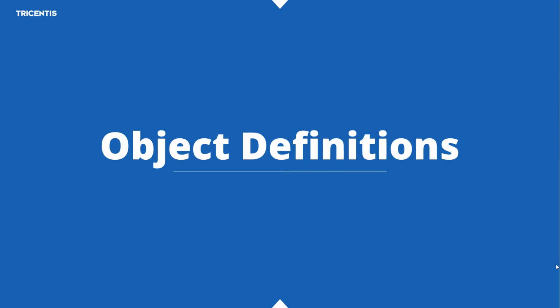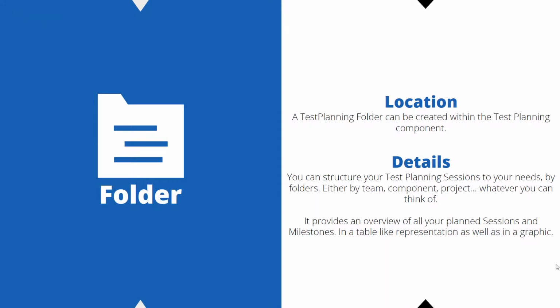So let's jump into the test planning component itself. There are different objects you can create, and just so that you know what I'm talking about while doing the demonstration, I would like to clarify those definitions. There are test planning folders. These folders can be created anywhere within your repository, either directly under the root node of your project or within any component folder.